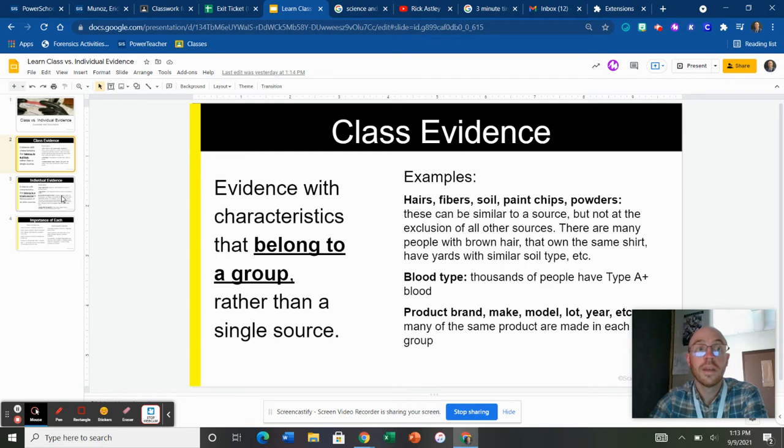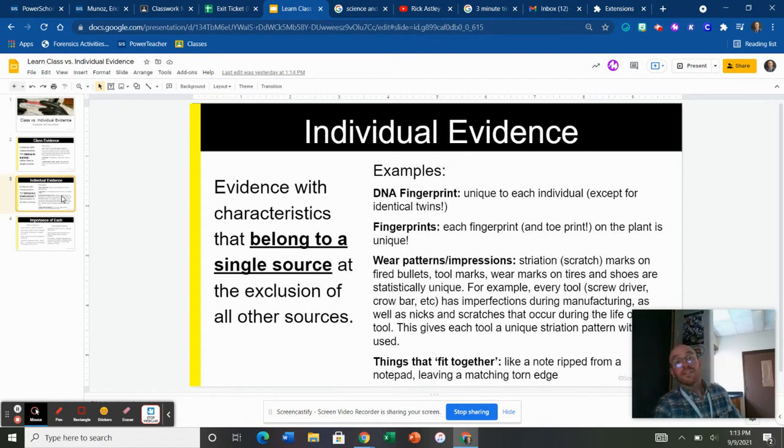Then we talked about individual evidence, and this is evidence that belongs to a single source, and it can eliminate others. So things like DNA and fingerprints, right? We talked a lot about that in class today. That's unique to you, unless you have a twin. Remember, I told you, if you have a twin and you commit the crime, blame it on the twin. Your fingerprints are unique to you.